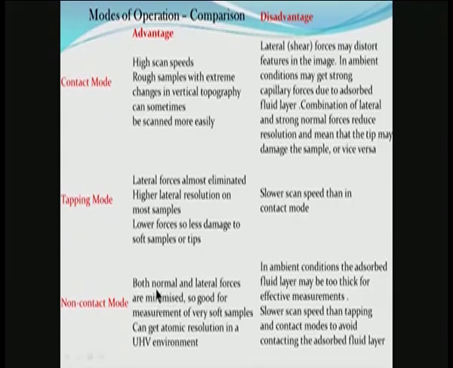In the non contact mode, lateral forces as well as normal forces are minimized. So, it is very good for measuring very soft samples, and if you have an ultra high vacuum environment, it is possible to get atomic resolution images of the surface using the non contact mode. Now, the atomic force microscope is typically used in the ambient, and in ambient conditions the adsorbed fluid layer, for example moisture, may be too thick for effective measurements. Therefore, the resolution is reduced because of the adsorbed film layer when the AFM is used in the ambient.